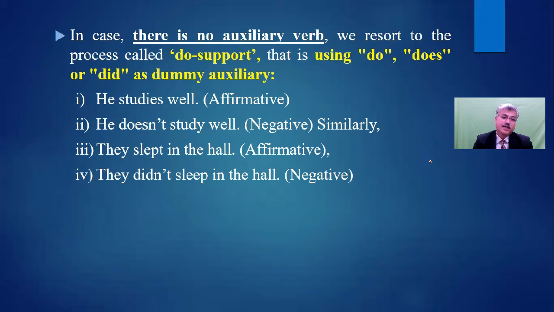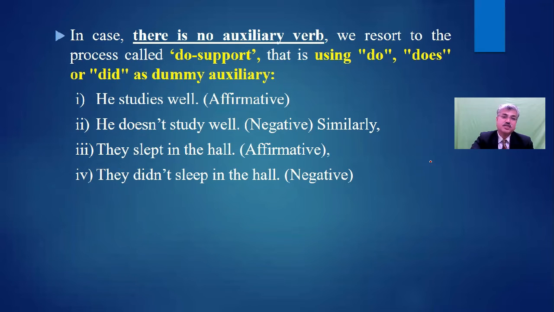For example, he studies well. Here there is the main verb, but while transforming it into a negative sentence, we use do support. So this sentence is transformed into negative. For example, he doesn't study well. It is the sentence which is transformed from affirmative to negative by using do support. They slept in the hall. It is an affirmative sentence, and the verb slept is in past tense, so we use did. They didn't sleep in the hall.